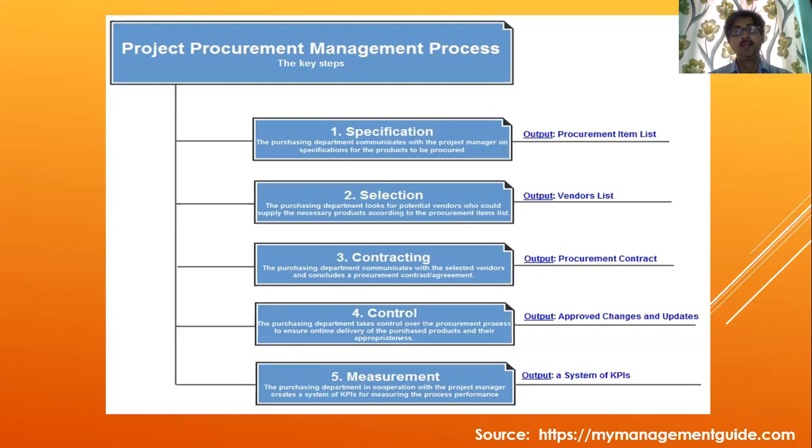Now the fourth one will be the control. You should have a constant monitoring and control over the entire vendor operation, what they are doing, when they are actually providing the necessary items. Are they delaying? If they are delaying, what is the reason for delaying? What is the expected time for me to get it? What is the quality of the items that I am receiving?